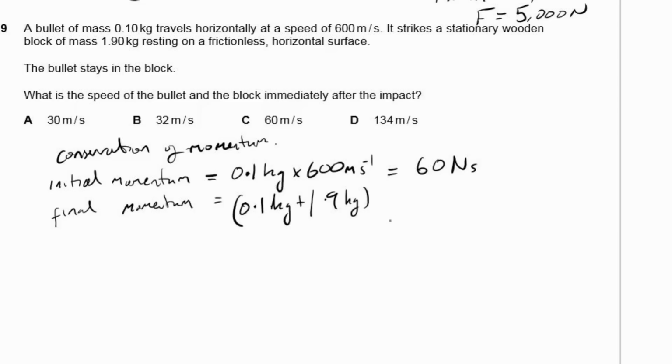The final momentum is mass times velocity, but both masses are together now, multiplied by this velocity that we don't know what it is. And because momentum is conserved, that will give us a value of 60 Newton seconds. So I can divide both sides by 2 kilograms, and I will find that V equals 30 meters per second, which is option A.